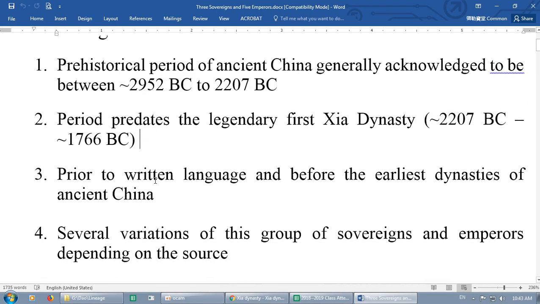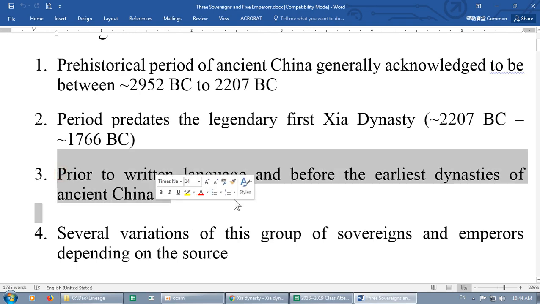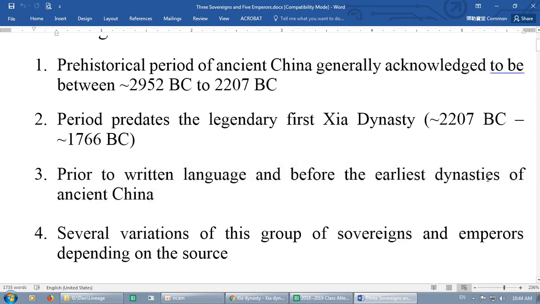Also, in that period there was no written language, no formal system of Chinese writing yet. They do have, which I'll get to in detail later when we talk about the 3 sovereigns, the very beginnings, or early proto-forms, of writing. It's very much like drawing a picture, similar to hieroglyphics, which is more or less a picture. And it also predates the earliest dynasty, as I mentioned earlier.